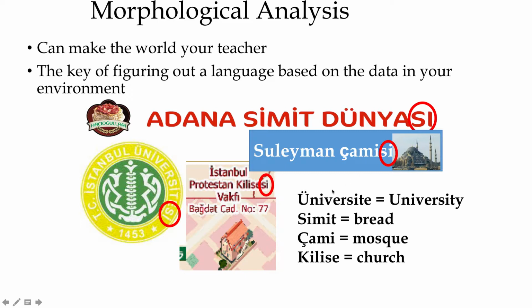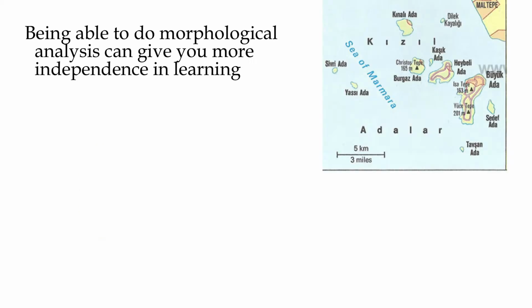So this is an example of seeing sounds or letters frequently recurring in the same place, and by being able to think, I know what this part means, I know what this part means, this part I don't know what it means, let me see if I can figure that out. That's basically morphological analysis. Here's another example from Turkey.